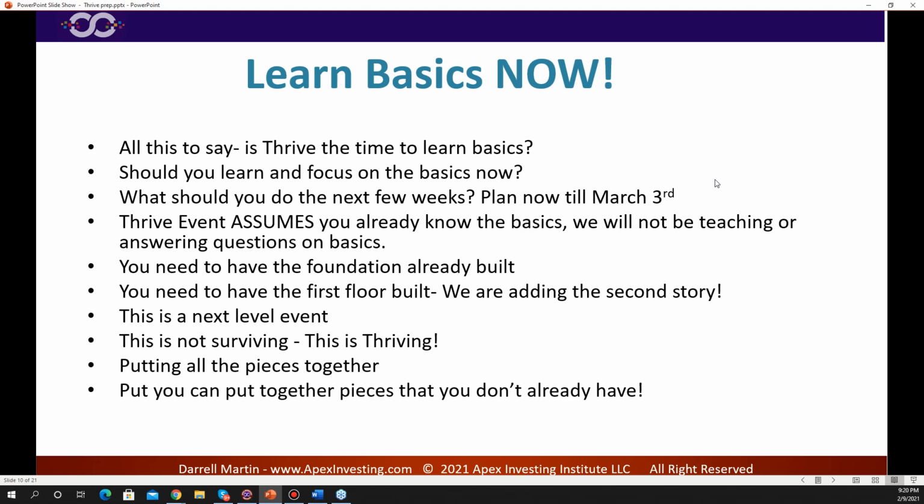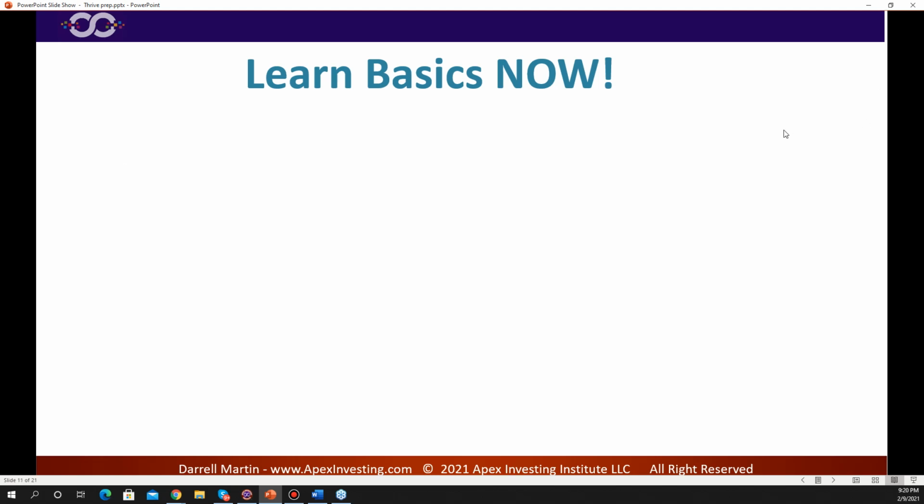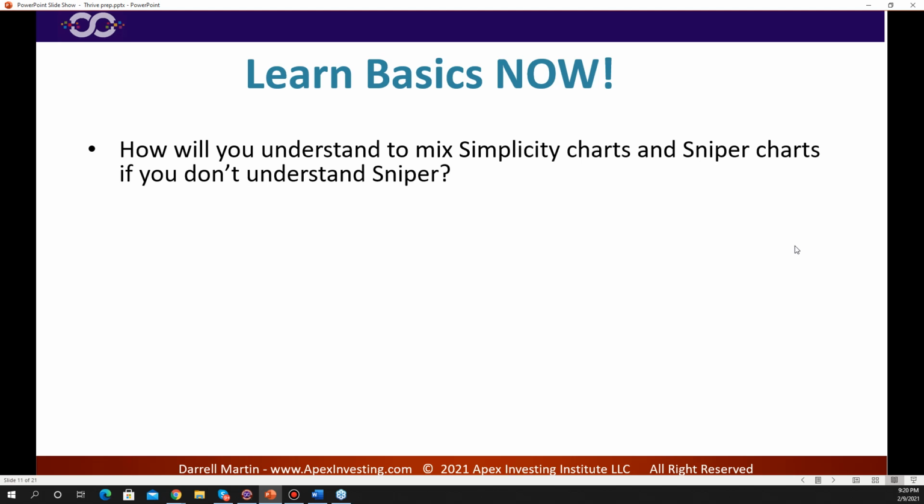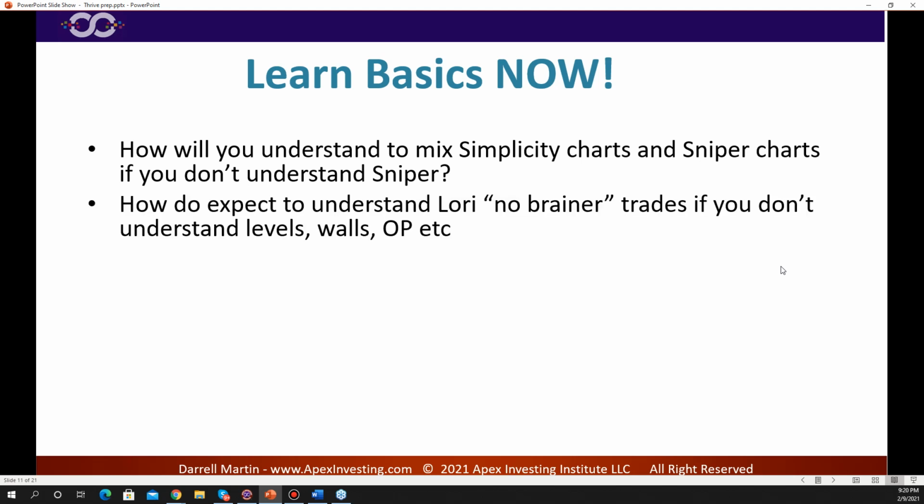So your big goal, especially for those of you that are new, is to say, I've got from now to March 3rd to get through the basics, to get through these training courses, to make sure I have a handle on these things. How am I going to learn to combine Simplicity and Sniper when I don't even know Sniper? Okay? Because I've had a lot of people say, well, Simplicity is just easier. Green, green, red, red, pointing up or down. I'm just going to go with that. It's just too much to learn.